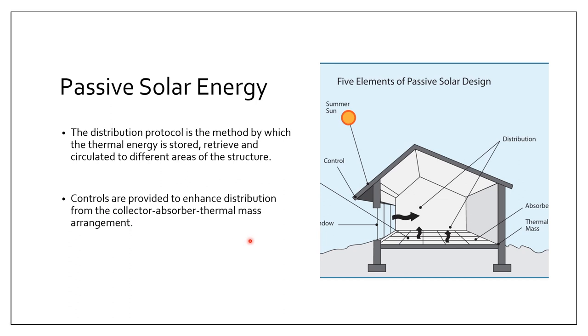So controls, we use the controls to enhance the distribution of that solar energy from the collector, the absorber in that solar panel. And then we're going to turn that into heat, which is your thermal mass arrangement. Again, don't forget, passive is for design.